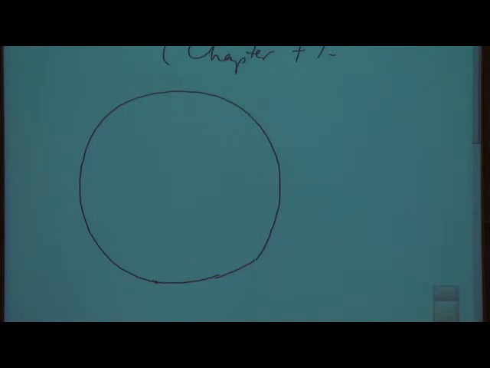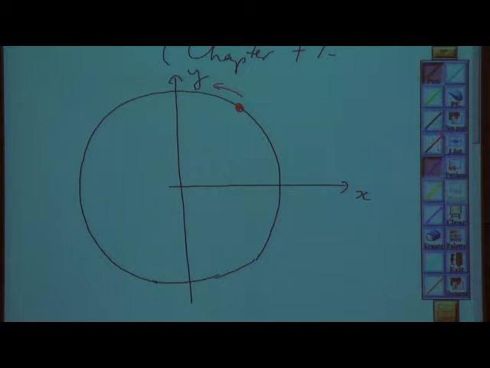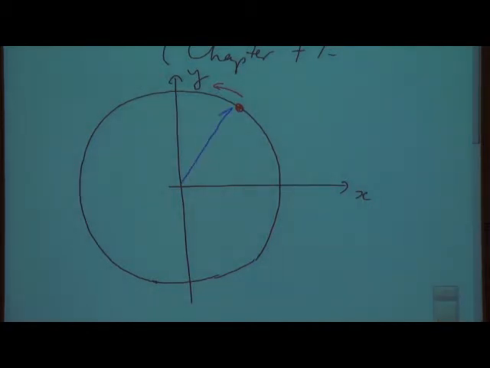Here is a circular track and some object. I call this my y-axis. This is my x-axis. And here is my little object. It's moving along the circle. And its position, of course, is a vector. I call this vector r of t because the position changes as time goes on.